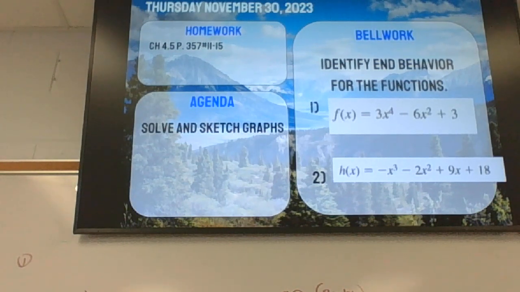This one, number 2. What degree is number 2? 3. So that's an odd degree. And what's the leading coefficient? -1. So we're odd negative. So I have to picture a negative slope or negative correlation. That means you start high and end low. Odd is opposite ends. So I should have opposite signs here if it's an odd degree function.